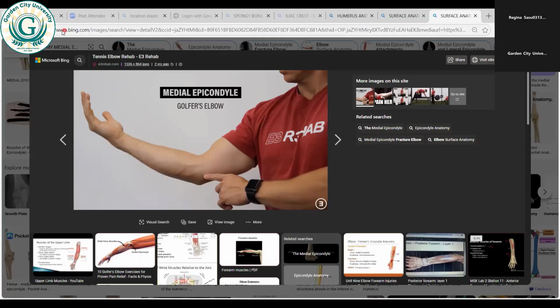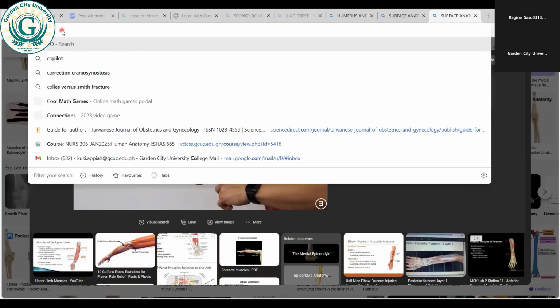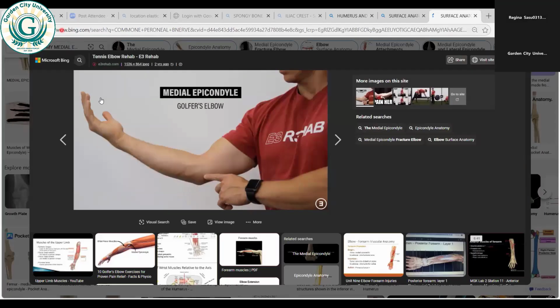So I've shown you the axillary nerve at the surgical neck. I've shown you the ulnar nerve passing behind the medial epicondyle. I've shown you the radial nerve and the median nerve. Now let's also look at another nerve, the common peroneal nerve.